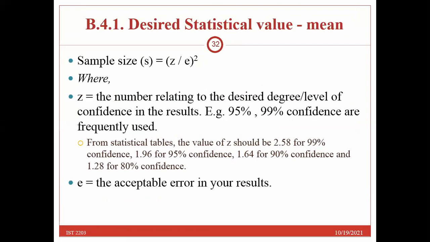Before this question, I was trying to explain what it means to do sample size using the mean. So if what you want to find out is the mean age, mean height, mean income, then the equation you use is this one. S is equal to Z over E, all bracket squared, where Z is a number relating to the desired degree of confidence. 95, 99, these are the values that are normally used. And from the statistical tables, the value of Z is given.